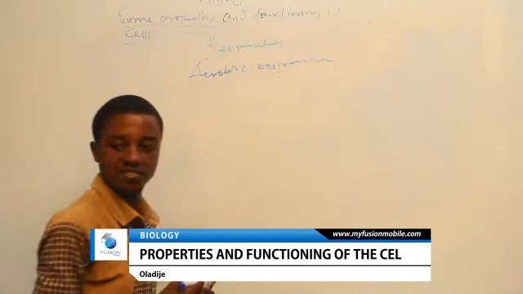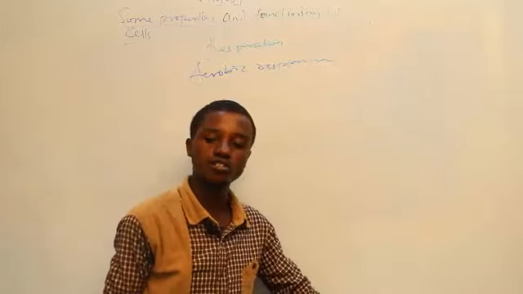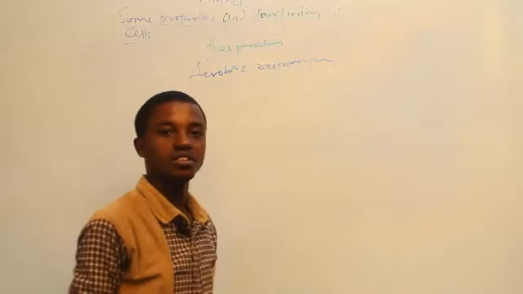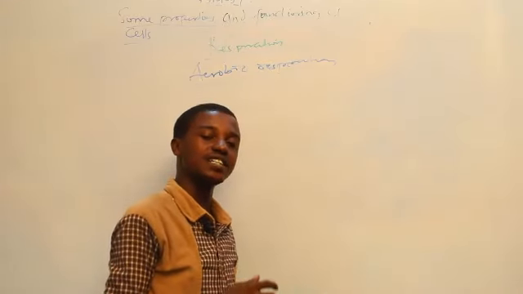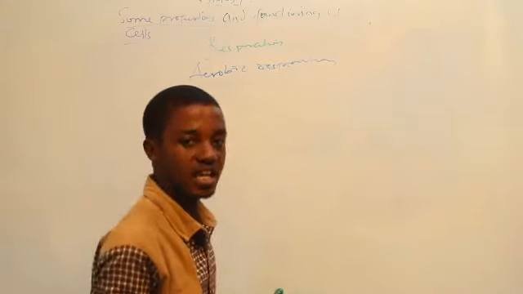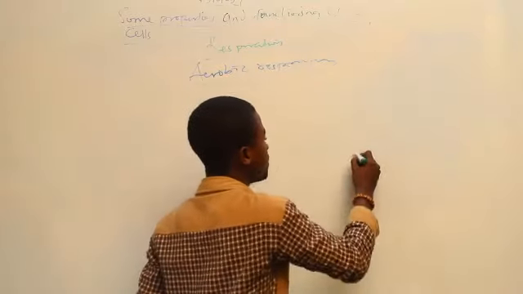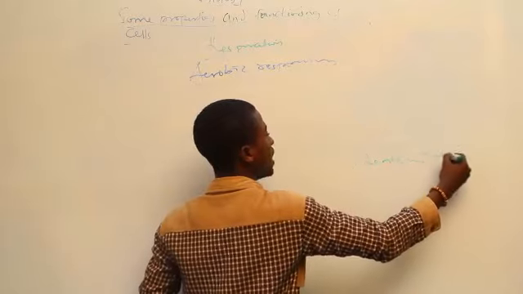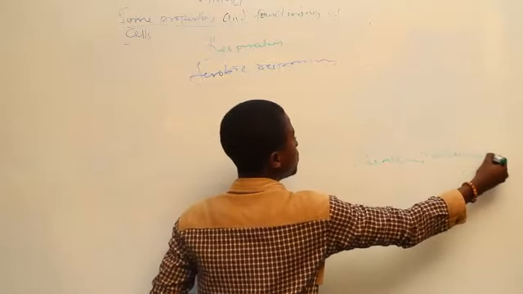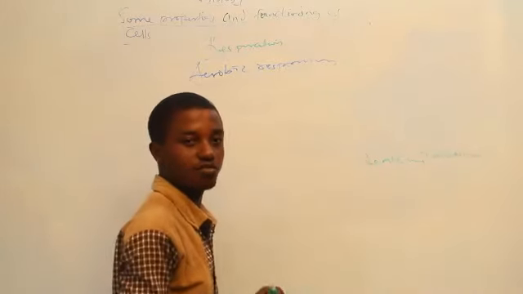So aerobic respiration, as I've said earlier, involves the intake of oxygen to break down food molecules in order to release energy. The energy is stored in the form of ATP. ATP is adenosine triphosphate. That's the meaning of ATP.